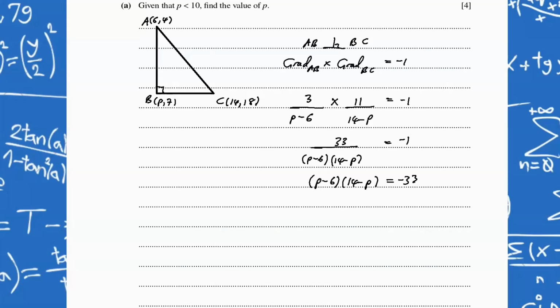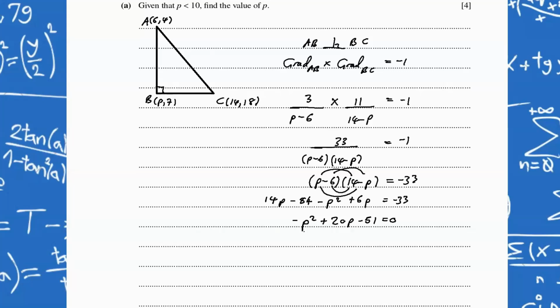Expanding the brackets, we'll be having P multiply this to give us 14P, this 2 to give us -84, this 2 to give us minus P squared, and this 2 to give us plus 6P equals to -33. Alright, and we'll be having minus P squared here, and 14P plus 6P is plus 20P, then -84 plus 33, if we take the -33 to the left, will give us minus 51, and it's equal to 0.